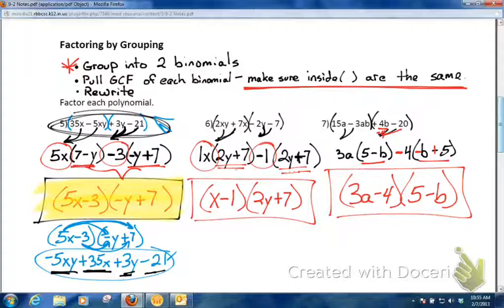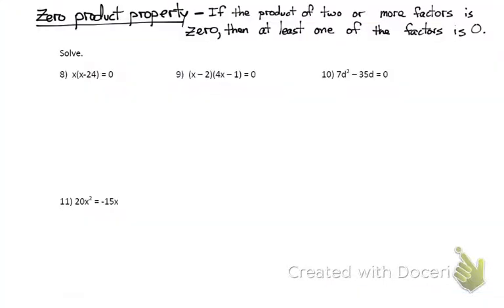Alright, one more part and we'll be done. Okay, so for solving problems in this section, we need to know this property right here called the zero product property. The zero product property states that if the product of two or more factors is 0, then at least one of the factors is 0.